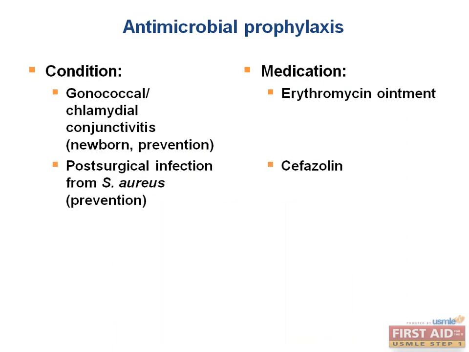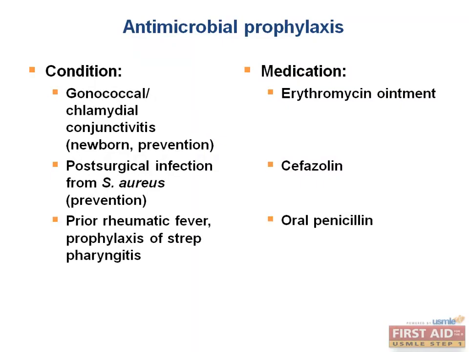After surgery, cefazolin, which remember doesn't cover MRSA because it is a first-generation cephalosporin, is given to prevent post-surgical Staph aureus infection. Oral penicillin is given in children who have recovered from rheumatic fever to prevent another strep pharyngitis. Finally, penicillin G can prevent syphilis.